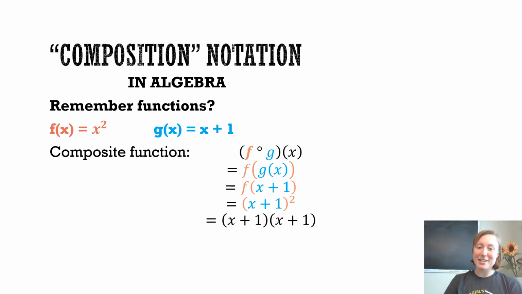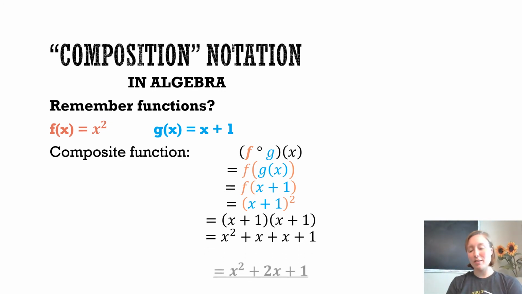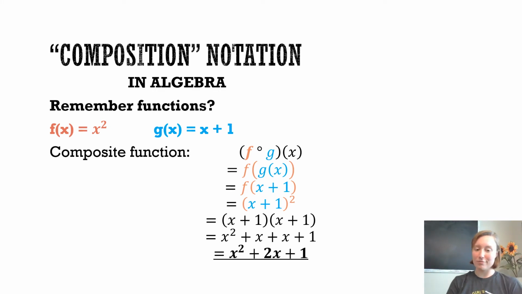And then we go through and multiply it out: x plus 1 times x plus 1. Your final answer for that one would be x squared plus 2x plus 1. The point here is not that you know how to do this type of math. The point is that this notation right here, with that tiny little circle, is what we use for these things called compositions, which is when we combine two different functions together.